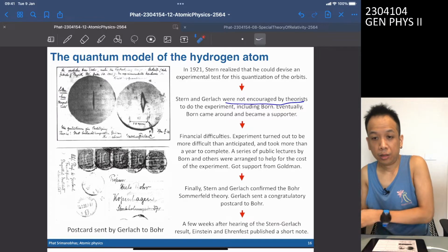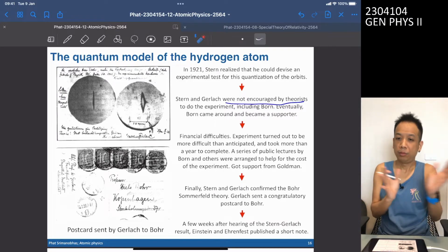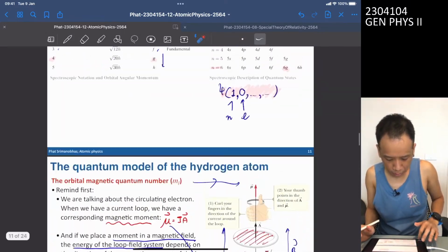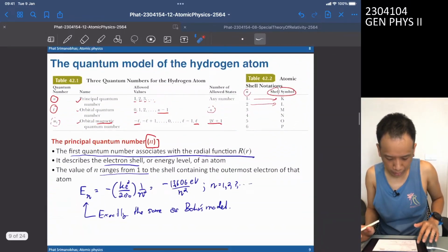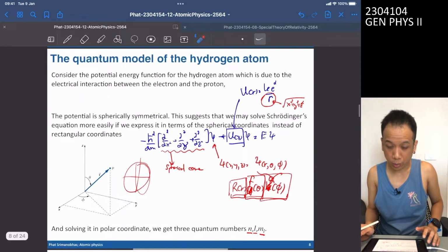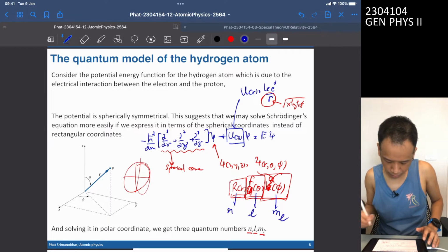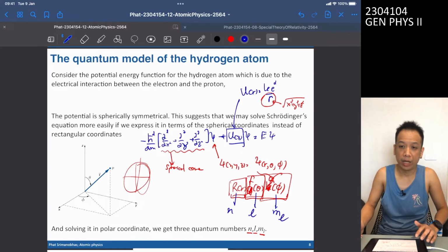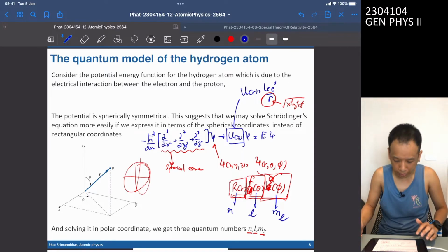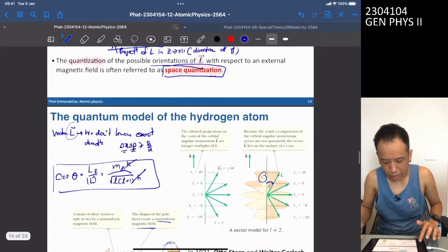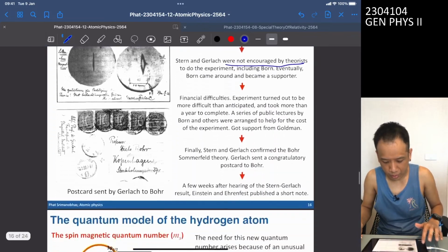Okay, so this seems to be the end of the story. You have 3 quantum numbers calculated from the Schrodinger equation, right? You have the quantum number n, the quantum number l, and the orbital magnetic quantum number ml. However, this is not the end of the story. The story still continues.